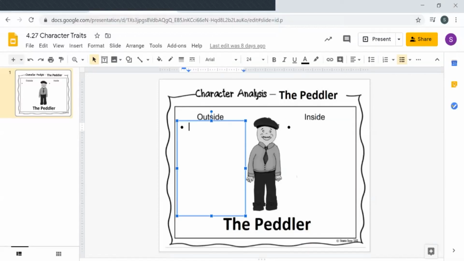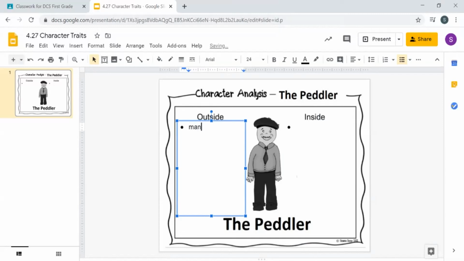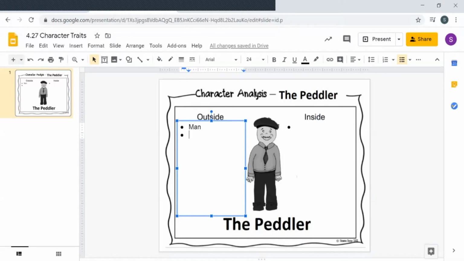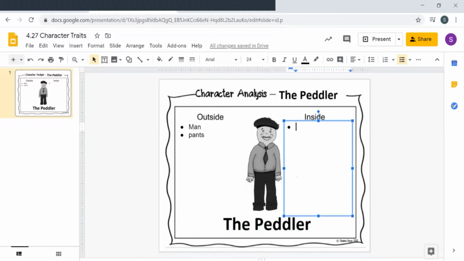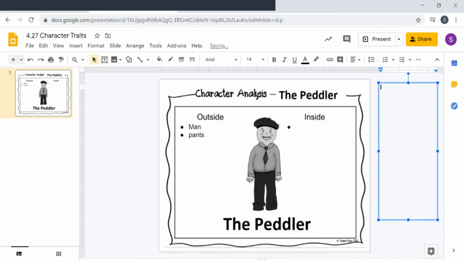So what you do is you click right by the dot, and then you can type on your keyboard using the letters. So on the outside, I'm going to write, he's a man. And he is wearing pants. Okay. On the inside, there's some questions I want you to think about. And here are the questions I want you to ask yourself. So let me put them right here on the side.